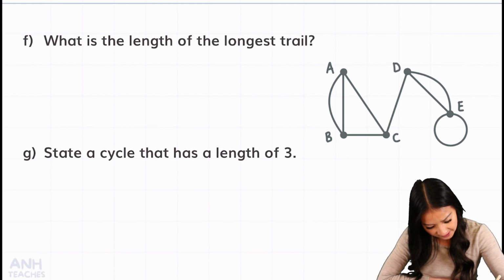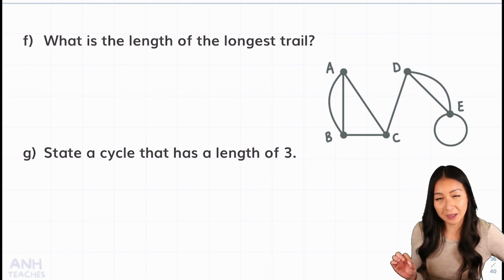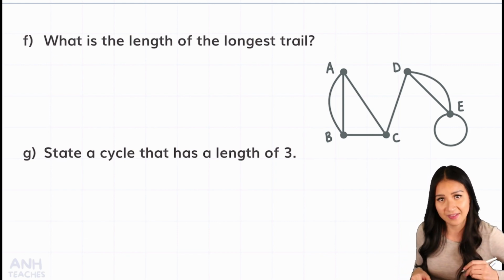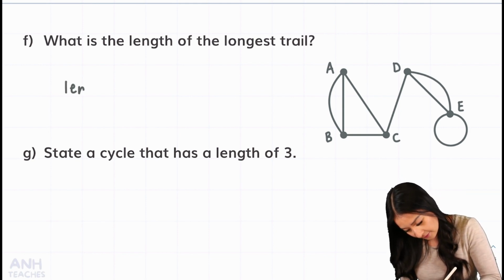Maybe I'll start at vertex C. 1, 2, 3, 4, 5, 6, 7. So notice that I didn't repeat any edges, but I did repeat a vertex, especially at that vertex E there. So the length of the longest trail is 7.